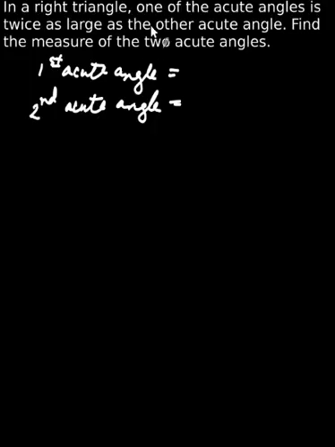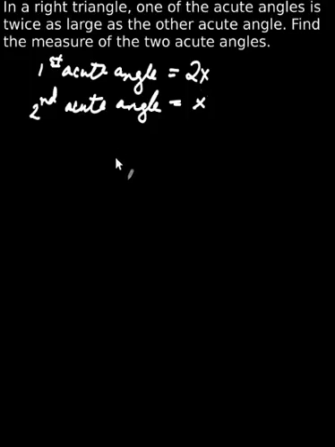And notice the language, right? One of the acute angles is twice as large as the other. So I'm going to let the second acute angle be x. Well, that makes this angle twice that, right? So it would be 2x.